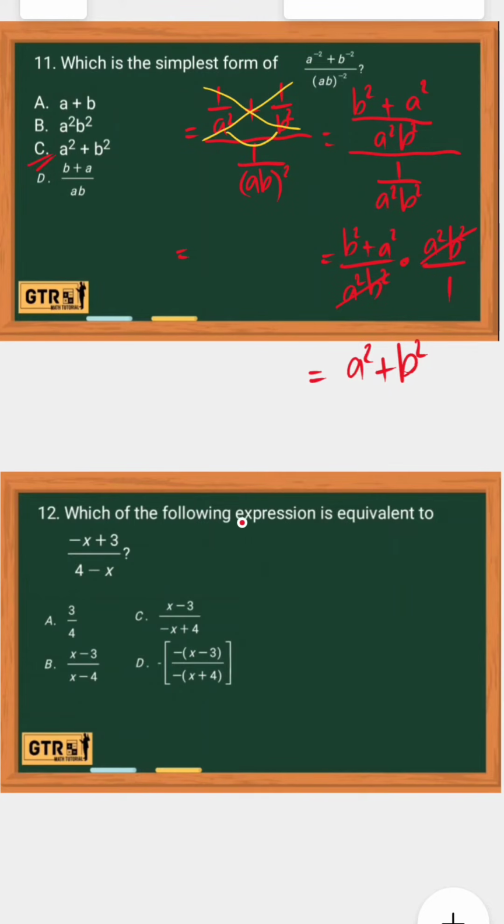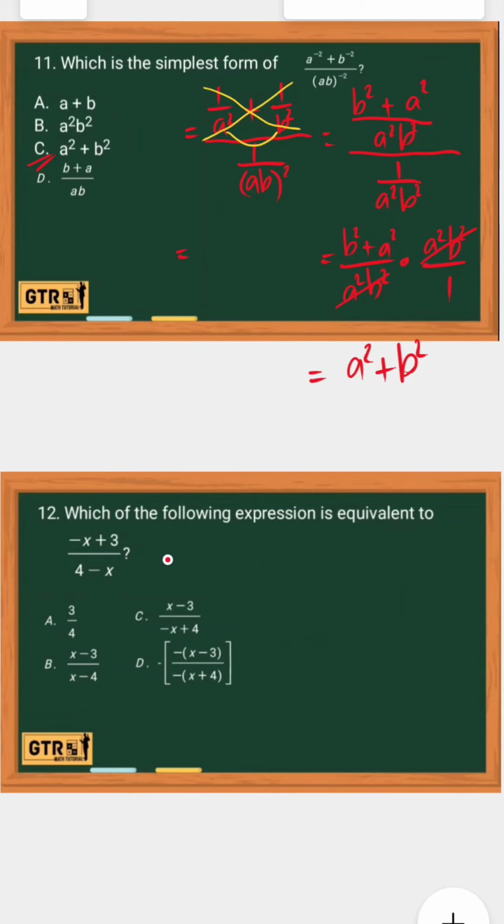Okay, so another example, number 12. Which of the following expression is equivalent to negative x plus 3 over 4 minus x? So alin dito ang kaparehas niyan? So ang gagawin lang natin dito, change lang natin yung sign. Since sa mga choices natin, yung x plus 3, yung x ay negative sa numerator. So we have letter B, x minus 3, letter C, x minus 3. Then yung letter B, nagkaroon ng tatlong negative.